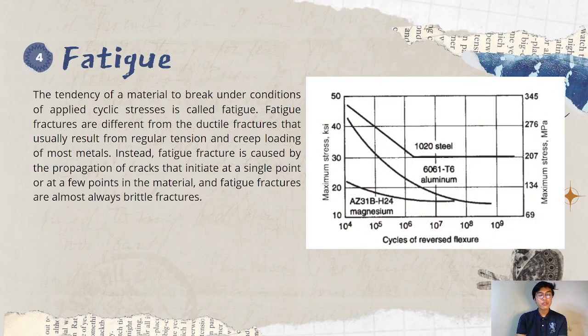And number four is fatigue. The tendency of a material to break under conditions of applied cyclic stresses is called fatigue. Fatigue fractures are different from the ductile fracture that usually results from regular tension and creep loading of most metals. Instead, fatigue fracture is caused by the propagation of cracks that initiated at a single point or a few points in the material. And fatigue fractures are almost always brittle fractures. You can see the picture at the right.